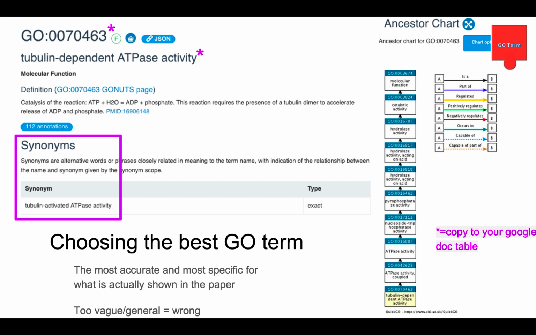Now over here, I'm showing the ancestor chart for this term. It's very long, and all of these things upstream would be considered true, but we've arrived at this most specific and most true, maybe the best term.